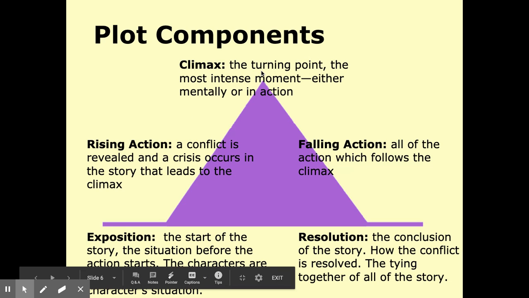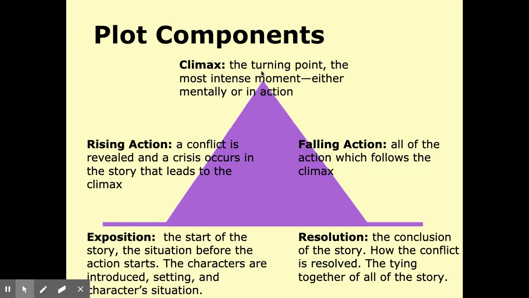But then in the climax, this is the turning point. This is the most intense moment of the story. This is where the conflict really comes to a head. So if we know that the conflict in the story is that maybe the world's going to end because the robots have taken over, this would be the main fight scene between the robots and the humans. That's the climax.